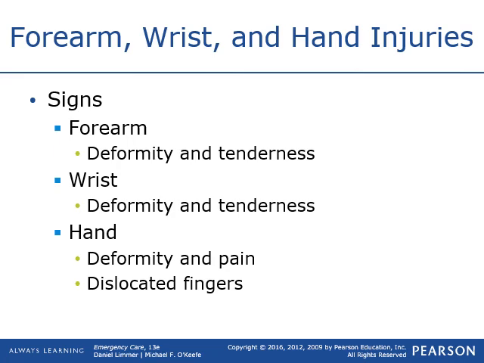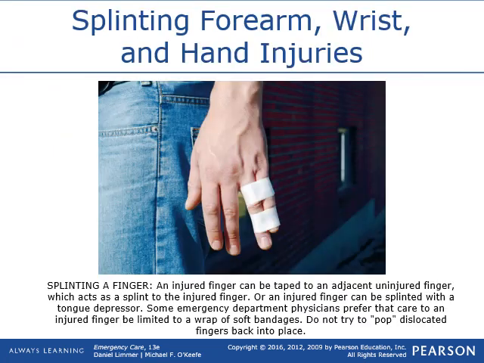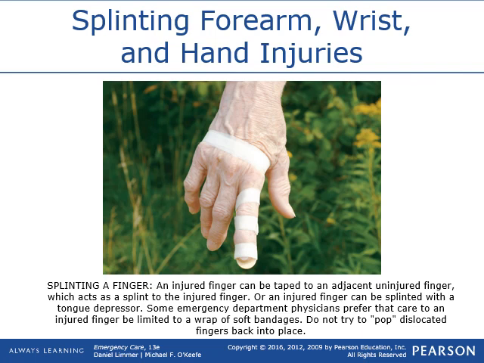Forearm, wrist, hand injuries. If you notice here, what's the main thing? Deformity and tenderness. Deformity and pain. Okay, it's all the same. Splinting forearm, wrist, and hand injuries. Fingers: you're just going to splint them to the finger next to them, unless you have some popsicle sticks that you guys carry in your ambulance, but that's the easiest way to do it, splint it to an uninjured one. There you have your little popsicle stick deal, tongue depressors, whatever you want to call them, but you can splint it that way as well.